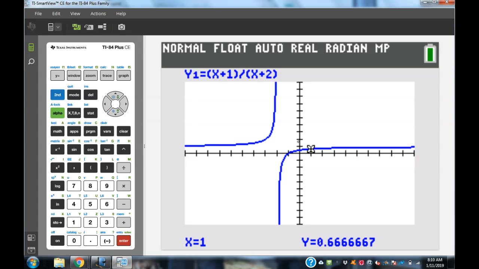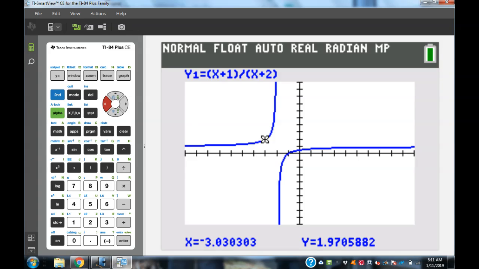That would be very difficult. If I hit trace and then move my cursor to the left a whole bunch and try to get where y is 2, that's pretty close to 2, but not quite 2 for y. And my x value there is close, but it's not exact.